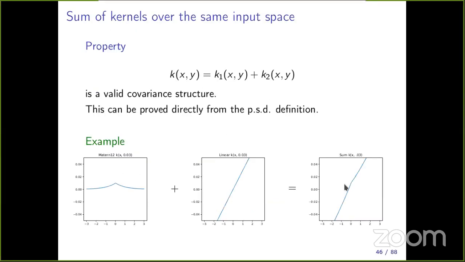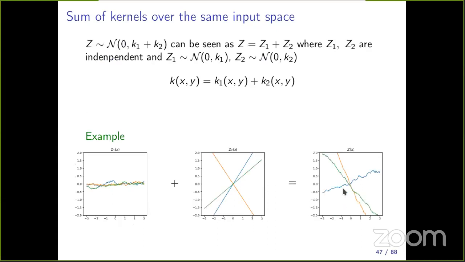So let's see how this can be useful. Here's an example where I pick 2 covariances, a Matérn 1/2 and a linear kernel. When I sum them, I obtain this new covariance, and I know I can use that in GP models. If I look at what it means from the modeling point of view, it means basically I have one GP that has the Matérn covariance, another GP that has a linear covariance.